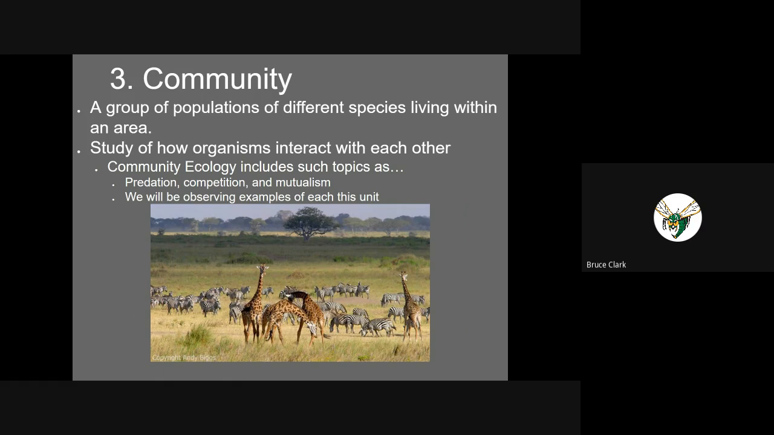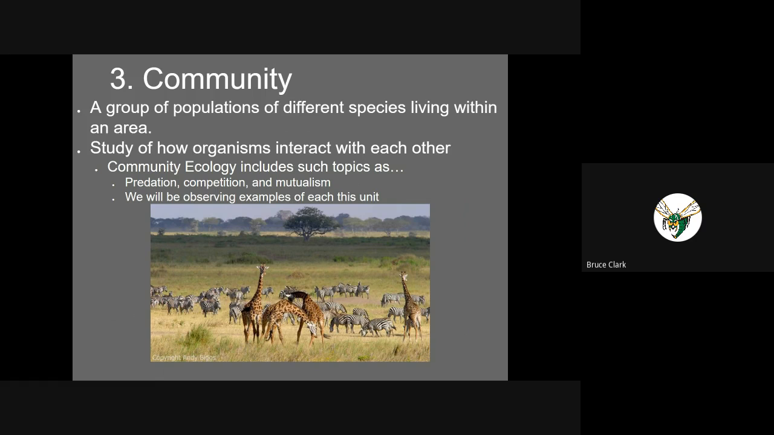Here's a look at one of the most famous communities on Earth. That is the Serengeti in parts of Tanzania and Kenya. That's the largest gathering of large mammals on Earth, where there's giraffes and zebras and gazelle and lions and wildebeest and elephants and all sorts of things over there. So that is a community.